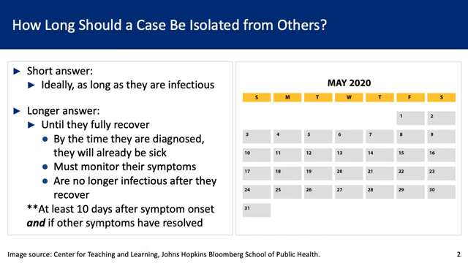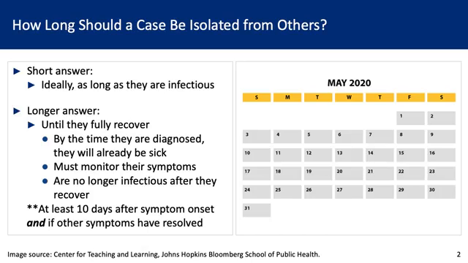So how long should a case be isolated from others? Well, the short answer is ideally as long as they're infectious. But there is a longer answer. We know that by the time they're diagnosed, they may already be sick. So by the time you're investigating this case, their infectious period has already started, probably at least a few days before. So you'll need to talk to them about isolating themselves for the duration of their infectious period. They'll have to monitor their symptoms each day to help you determine if they're still infectious and if they've recovered.